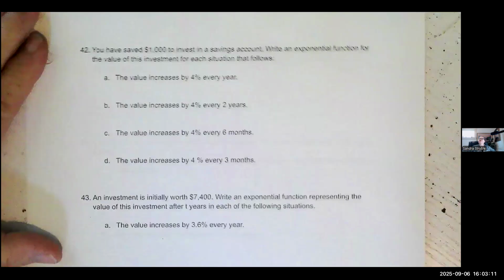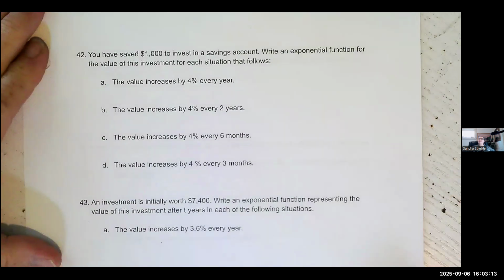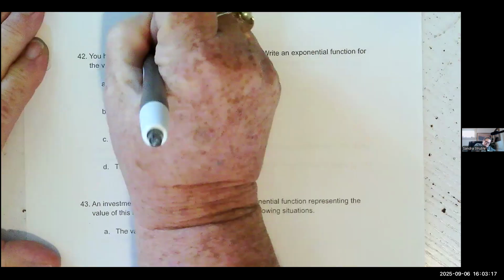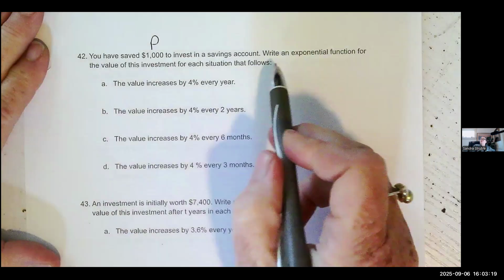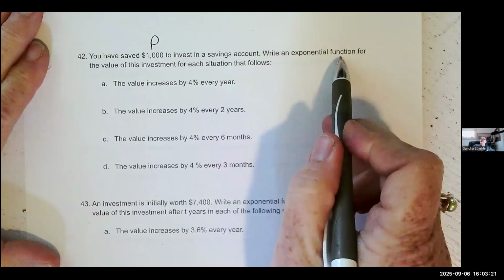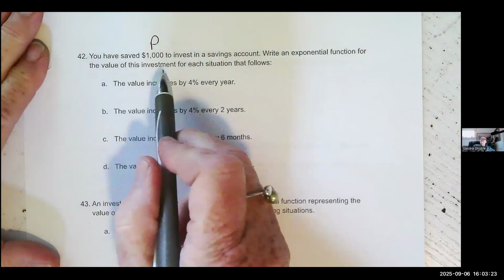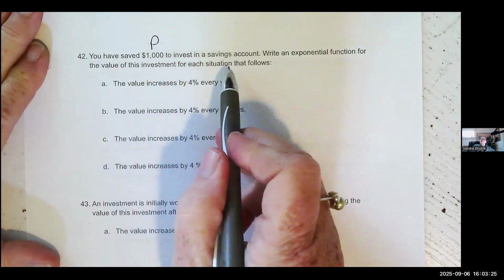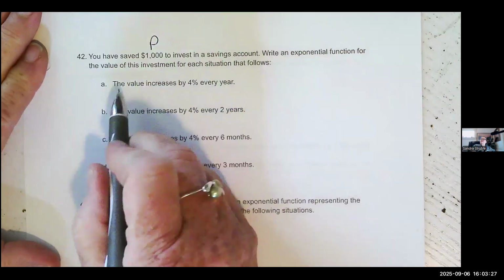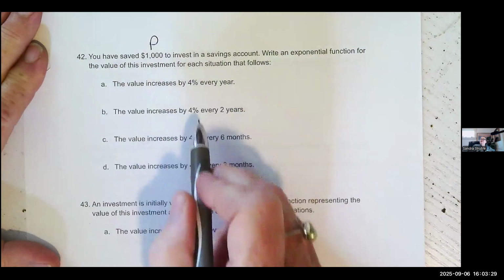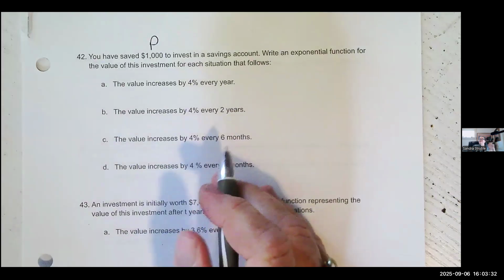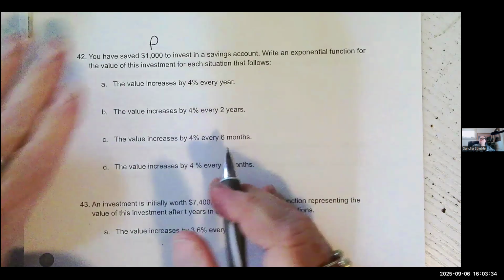All right, you have saved $1,000 to invest in a savings account. That's our P, our initial value. Write an exponential function for the value of this investment for each situation that follows. All right, percent, percent, percent, percent. Okay, so the percents are all the same. The only thing changing here is going to be my exponents.